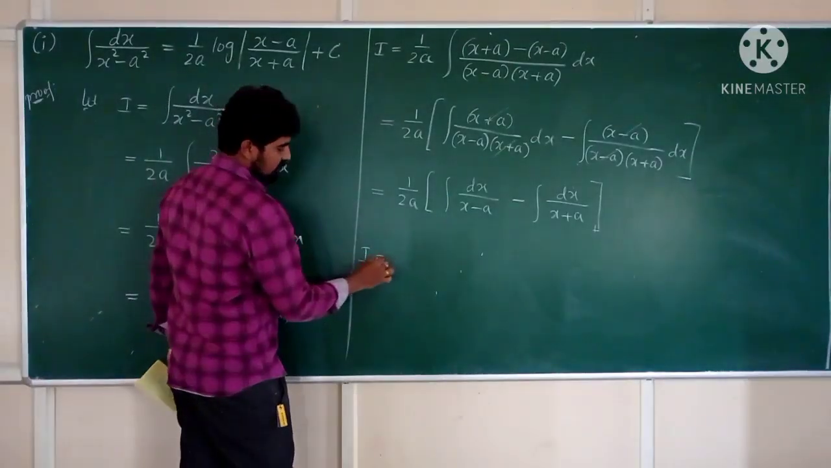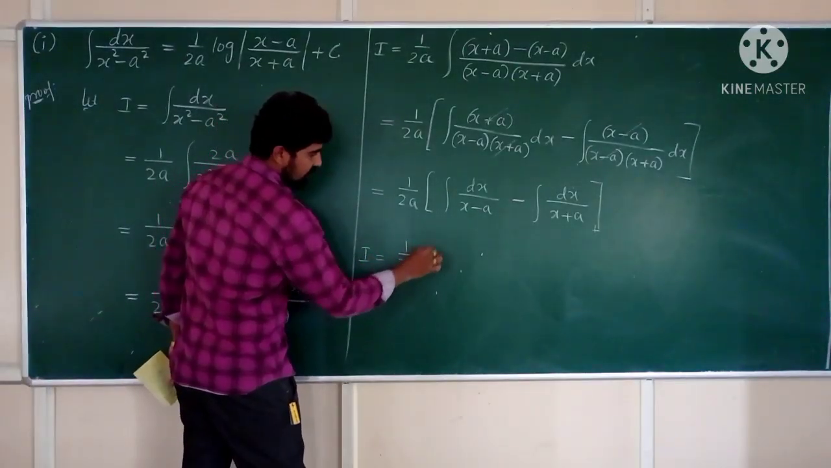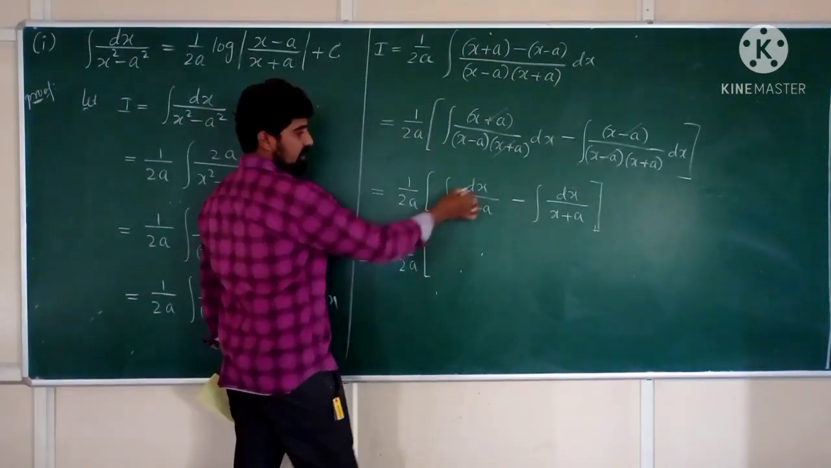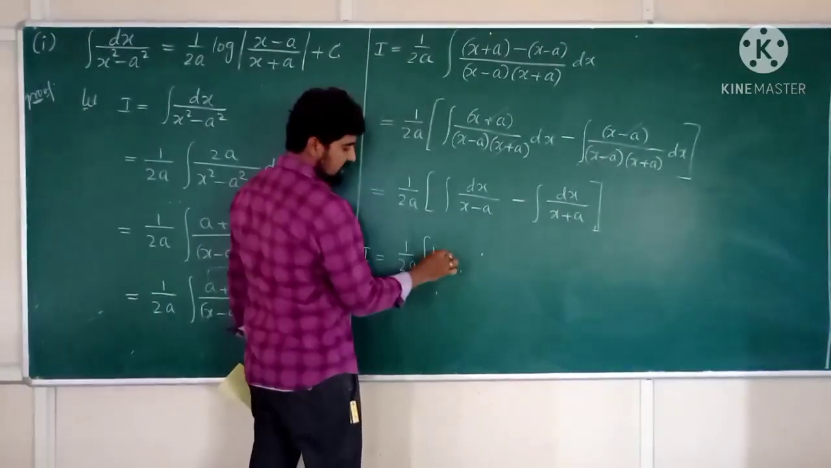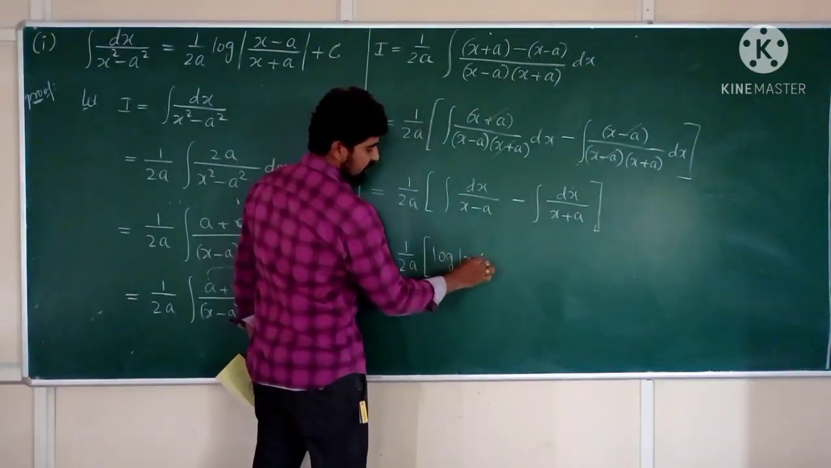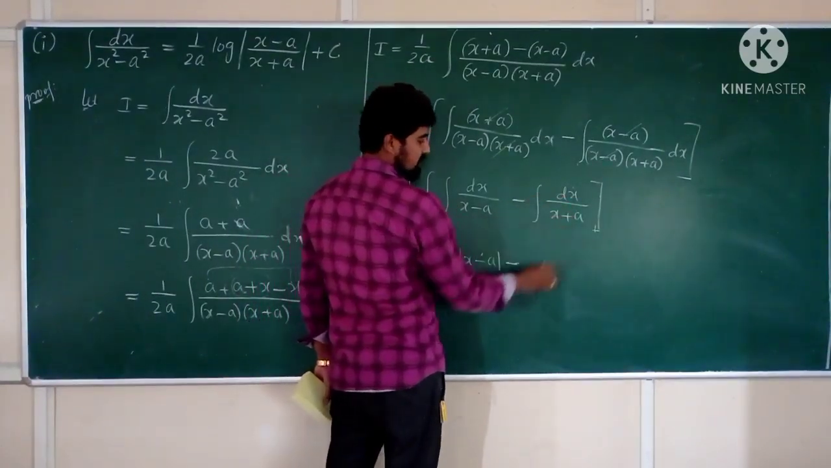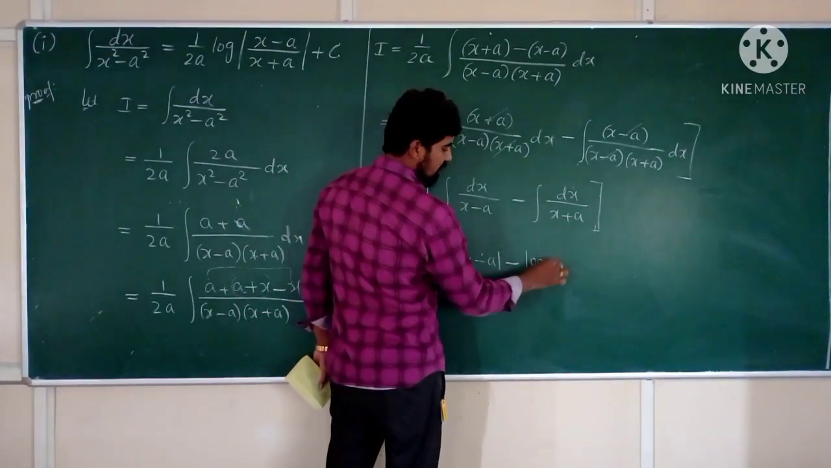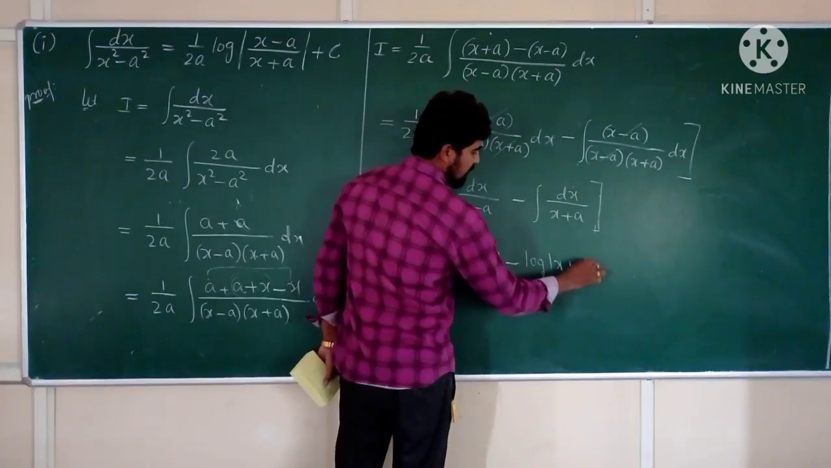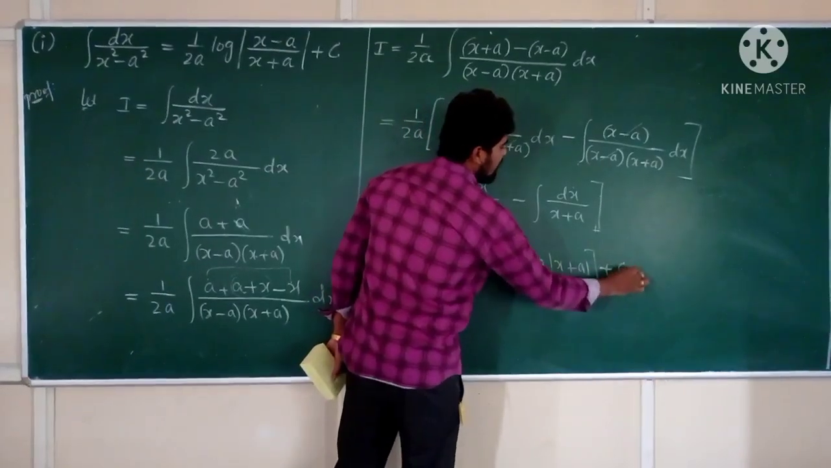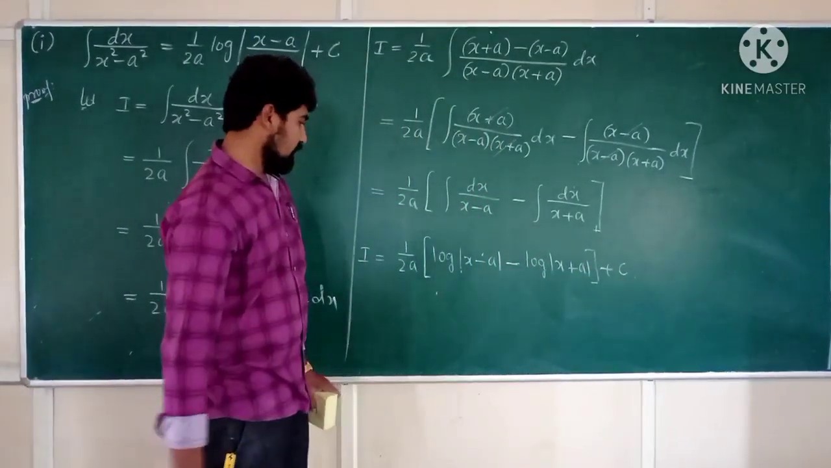Therefore, I is equals to 1 by 2a into integration of dx divided by x minus a is log of x minus a, minus integration of dx divided by x plus a is log of x plus a, plus integral constant c. I hope all of you understand.